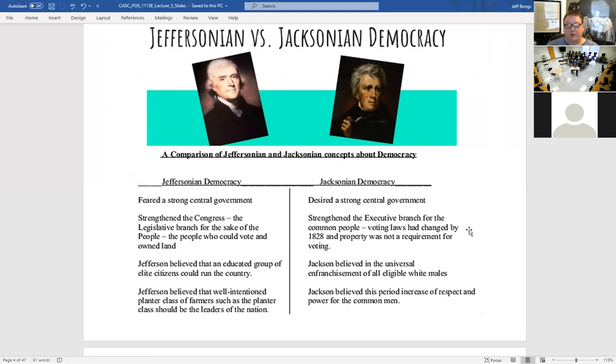They made it to where the progressives allowed for initiative and referendum. That's at the bottom of page 53. And what that simply means is, with the initiative, citizens in a state, if they got enough people to sign a petition, they could get something on the ballot for people to vote on.